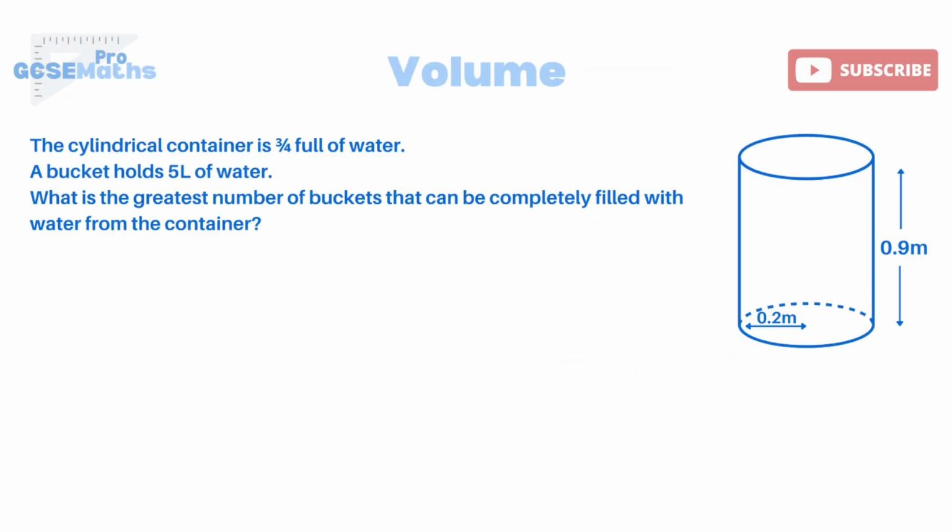Obviously now we're going to be moving on to volume, but what I've noticed is they tend to have kind of area or volume at the start of the paper with some kind of context here. So the cylindrical container is 3/4 full of water. Bucket holds 5 litres of water. What is the greatest number of buckets that can be filled with water from the container?